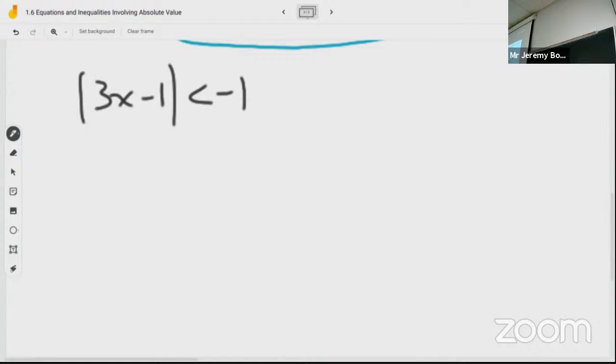What do you think I need? No solution. Why is it no solution? Because absolute value can't be less than negative 1. Yep, whenever you take the absolute value, it's always going to be greater than or equal to 0. It's equal to 0 if it is 0, and it's greater than 0 for all the rest of the numbers. And so there's nothing that I can take the absolute value of that would make it less than negative 1. So this will be no solution.